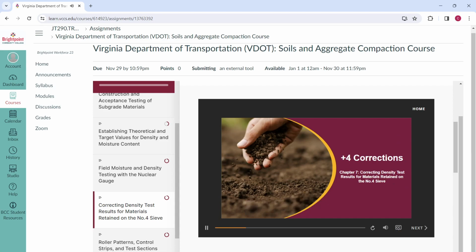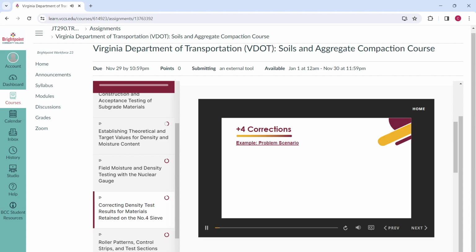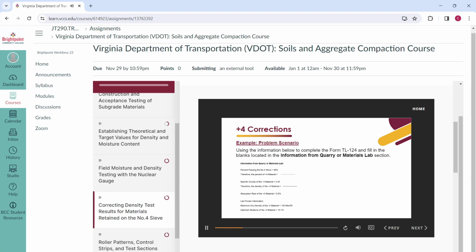In this video, we will be discussing +4 corrections and the calculations that are required to complete them. Let's begin with a problem. In this problem, we are asked to complete a TL124 with a +4 correction. We are given information from our quarry or materials lab, as well as the readings on a nuclear gauge display panel shown on the right.